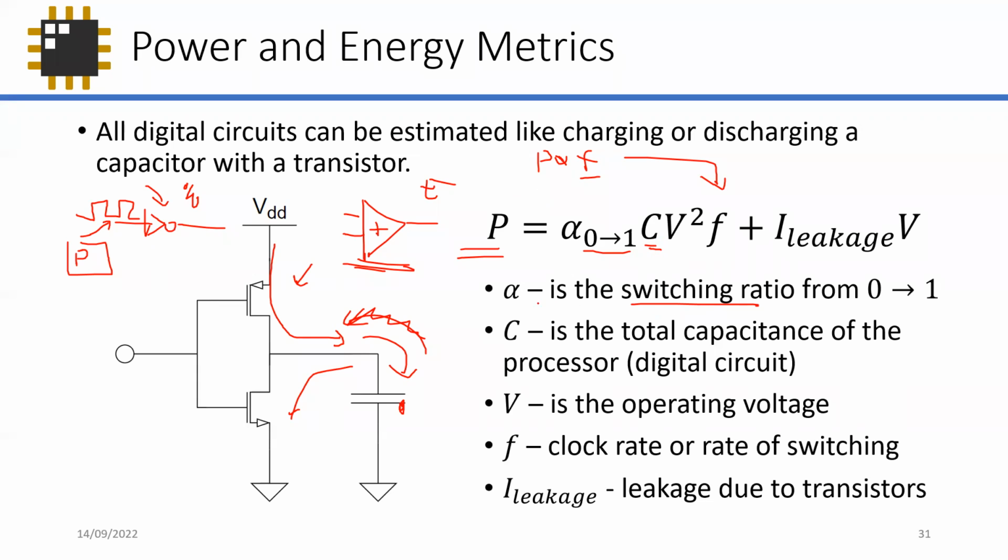Okay, so it's a fraction. That's why the alpha factor here is called the switching factor. And then you multiply it to the total capacitance of the processor, because we're treating all of this as the charging of capacitors. A processor may have a gazillion capacitors. You don't know how many there are, but what ratio from 0 to 1 are you actually charging? And then you multiply it by the voltage squared, the operating voltage, because that's how much charge you're actually dumping into the capacitor.